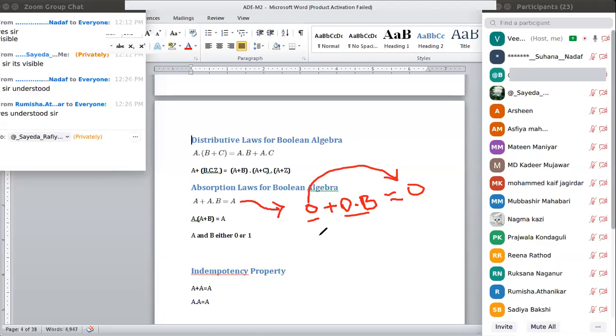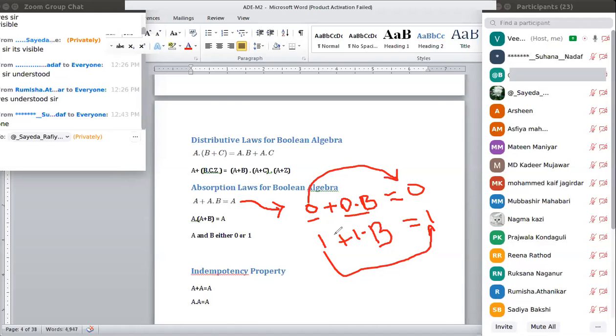Say for example, I'll take 1 here, plus a is 1, dot b. B may be 0 or 1, let us not bother about that. If b is 0, 0 dot 1 is 0, 0 plus 1 is again 1. If b is 1, 1 dot 1 is 1, 1 plus 1 is again 1. So whatever this input is, that is reflecting at the output side.